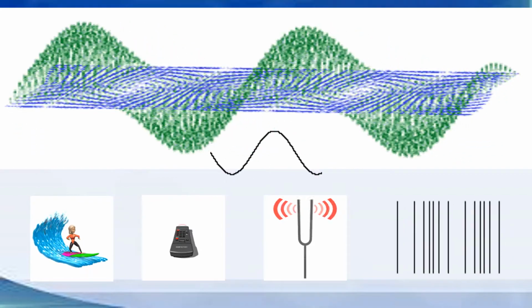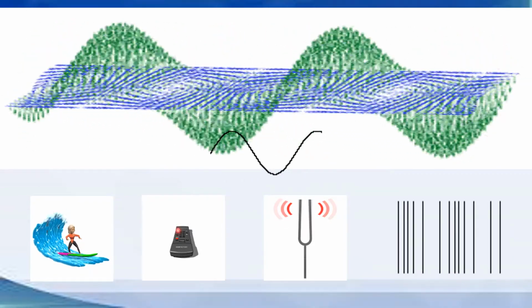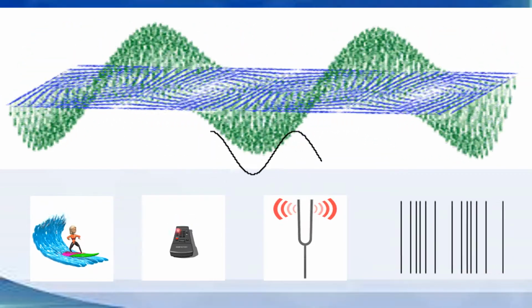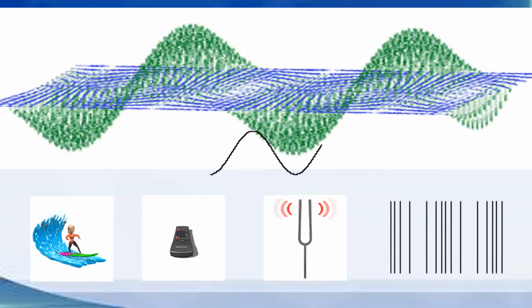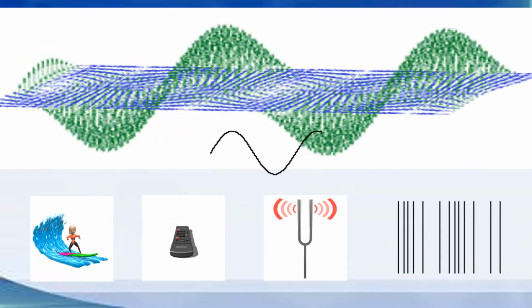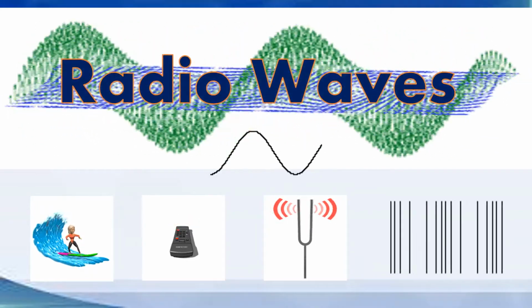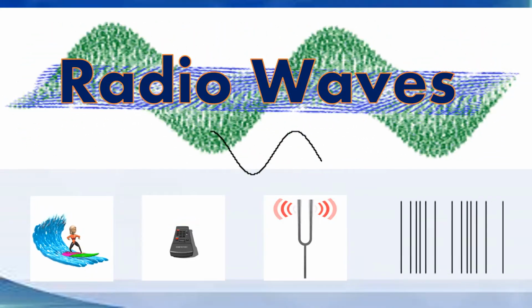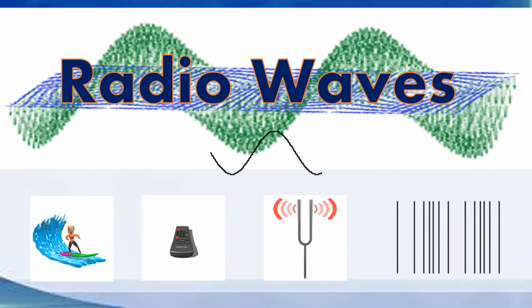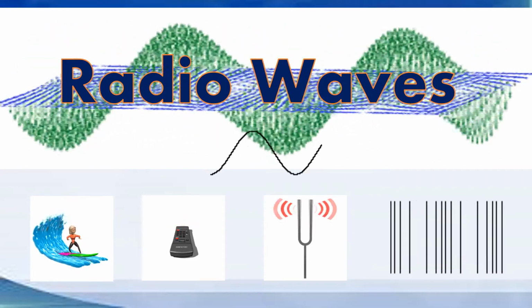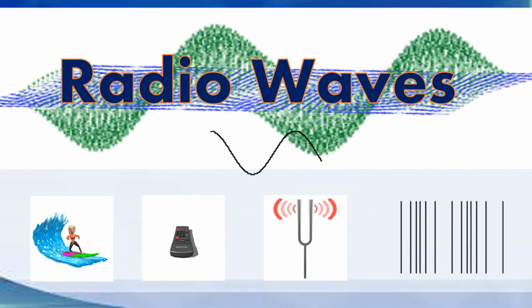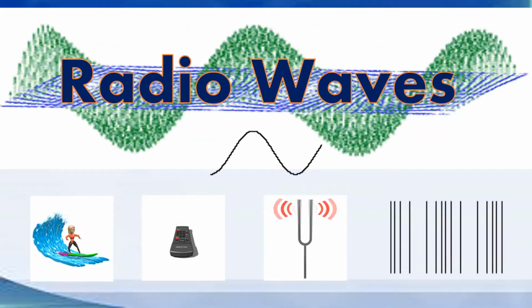So what do you think will be our lesson for today, class? Yes, exactly. You are correct. Our lesson for today is all about radio waves. So these pictures being shown have something to do with our lesson for today.